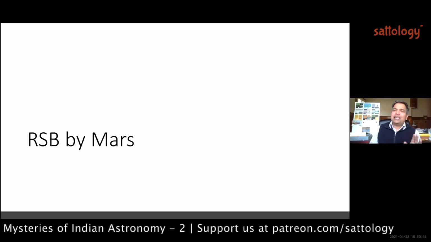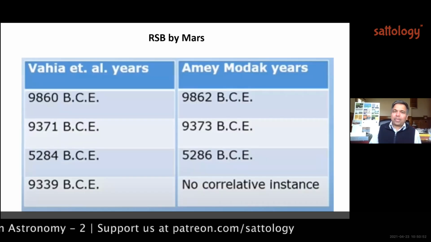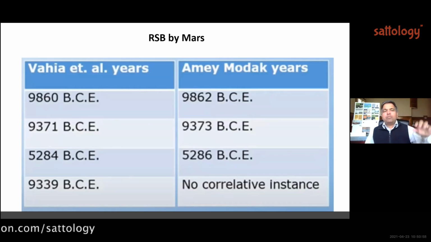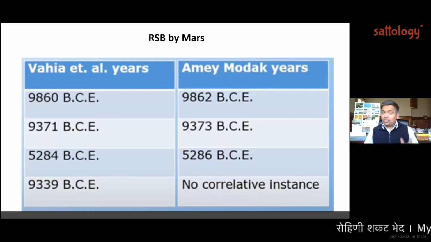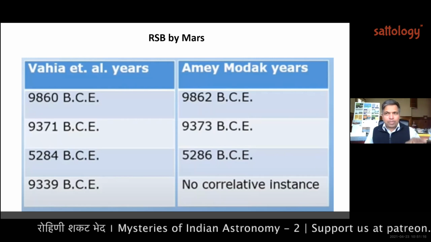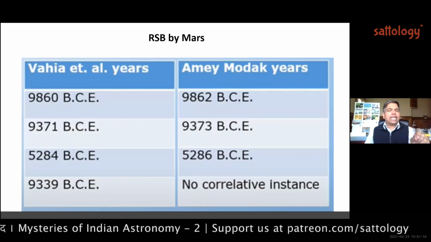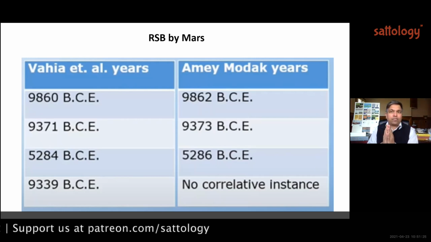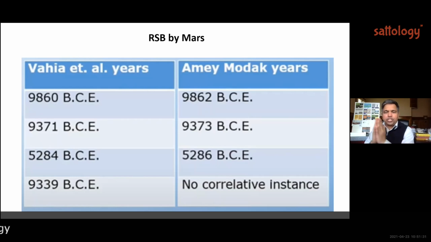We will first look at the Rohini Shakata Bhed by Mars. On the left side, what you see is the Wahiya team from Tata Institute of Fundamental Research proposing 4 years where they claim that Rohini Shakata Bhed actually took place. When I looked at them, and I may not have looked at all 4, I don't remember, I found that yes, the Rohini Shakata Bhed by Mars does happen for these years, but not exactly as they have claimed. Actually, what we could find with astronomy software, and not just one, multiple softwares, is that there is a consistent shift of 2 years.